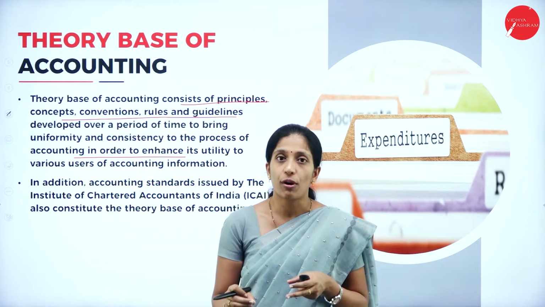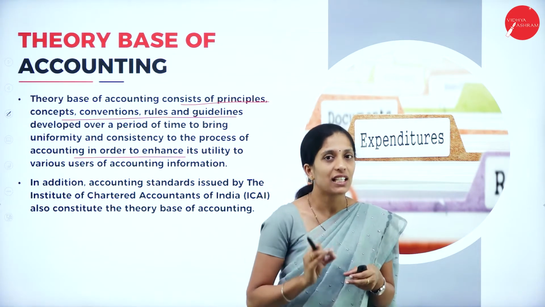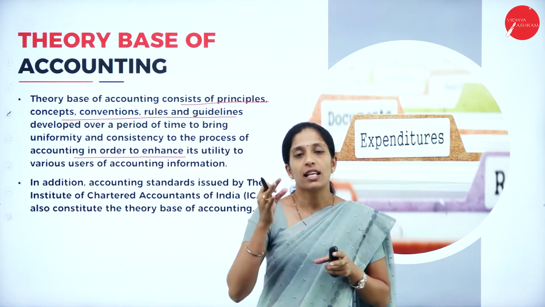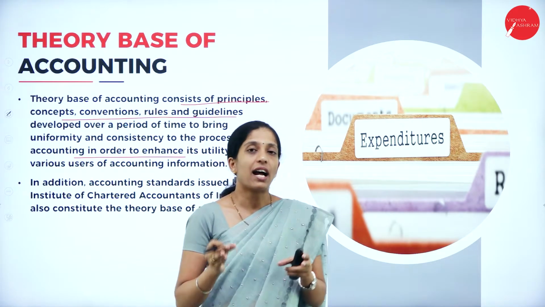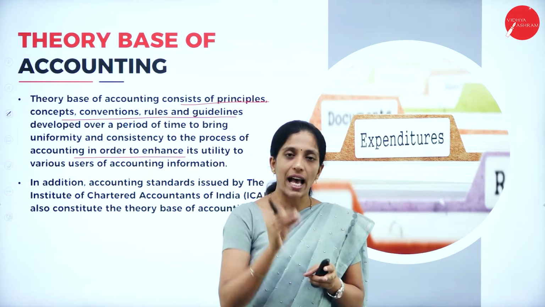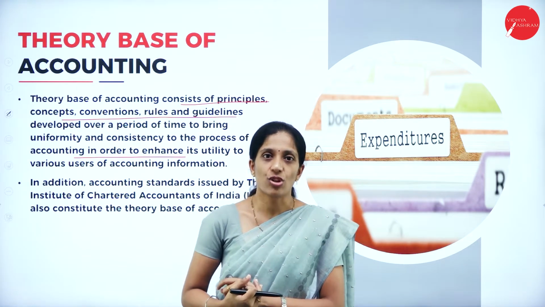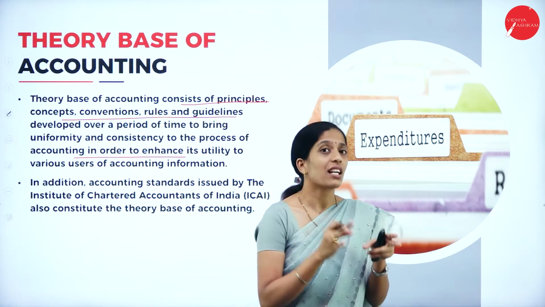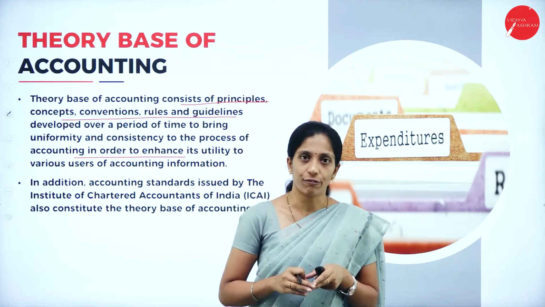So, in order to bring uniformity or to make the accounting information more accurate, there are certain theoretical aspects, which is called the theory base of accounting, which contains accounting concepts, accounting conventions, accounting principles. This tells us how we have to record each and every transaction in the books of account. For that, there is a theoretical aspect which is called what? Theory base of accounting. Now, you might have a question: why do we have to follow that theory? The main thing is to bring uniformity in the accounting information.